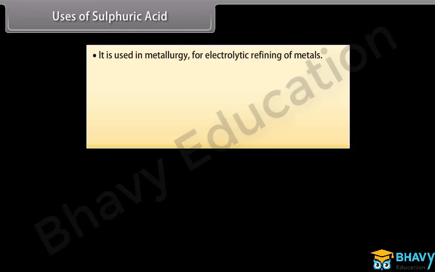Uses of sulfuric acid. The important uses of sulfuric acid are following. It is used in metallurgy for electrolytic refining of metals. It is used as a dehydrating agent.